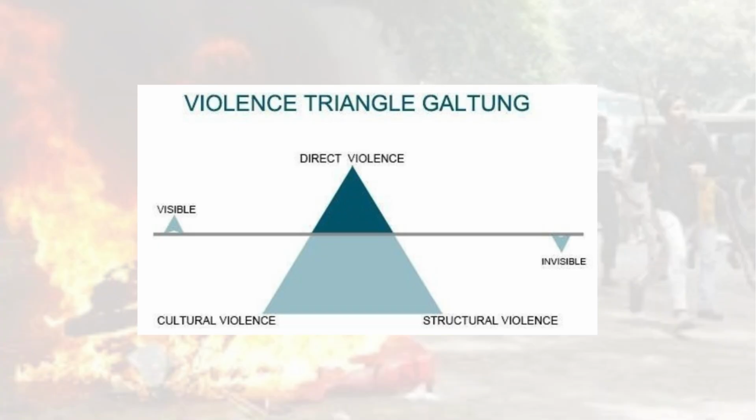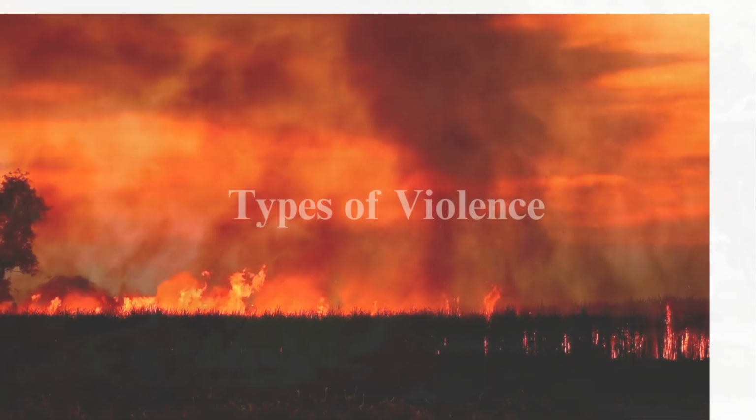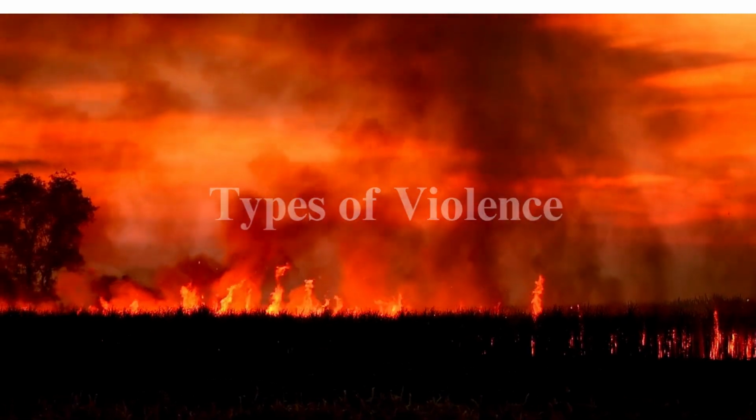But beneath the surface lies structural violence, when systems and institutions deny people their basic needs like healthcare, education, or justice. And deeper still is cultural violence. Beliefs, traditions, or ideologies that make this harm seem normal or justified. Now let's understand these three forms of violence in detail.